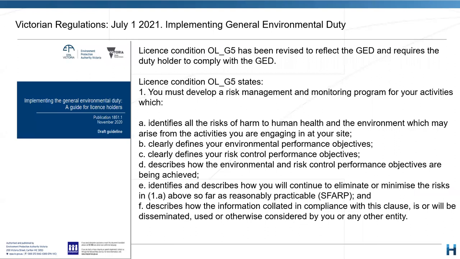Within the licences, the standard licence conditions, OLG5 states you must develop a risk management and monitoring program for your activities, which identifies all the risks of harm to human health and the environment which may arise from the activities you are engaging in. Clearly define your environmental performance objectives. Clearly define your risk control performance objectives. Describe how the environmental and risk control performance objectives are being achieved. Identify and describe how you will continue to eliminate or minimise the risks as far as reasonably practicable. Describe how the information collated in compliance with this clause is or will be disseminated.